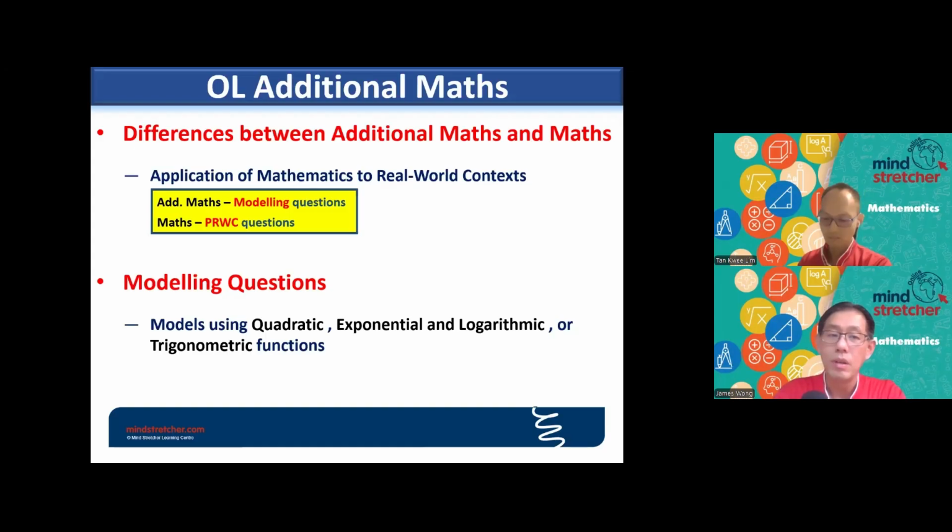In the case of math, this is the PRWC question, which I shared quite extensively in my last seminar webinar on mathematics. But I want to highlight here that in the case of additional math, the way it's being tested is more in terms of modeling. You need to interpret the scenario or context given, and then model it mathematically. So there's no so-called PRWC, but the equivalent is what we call the modeling kind of question. That is one difference between additional math and mathematics.